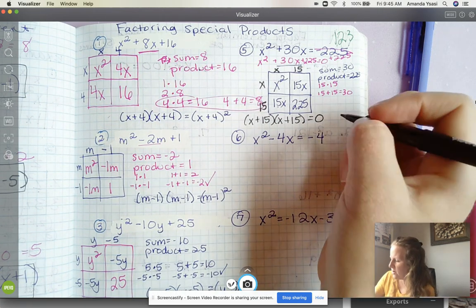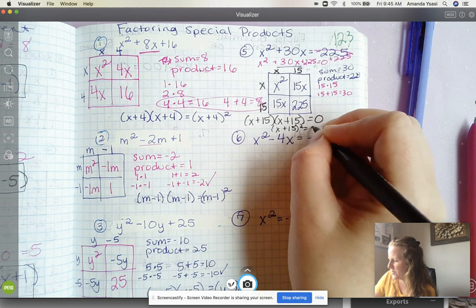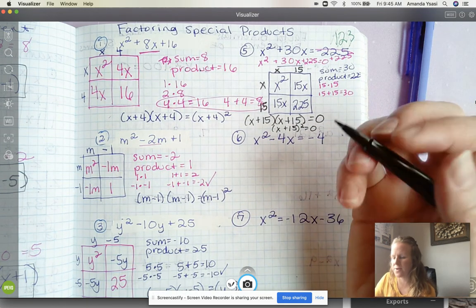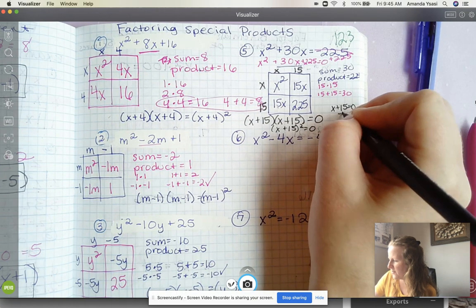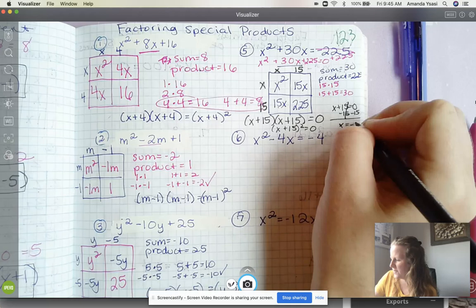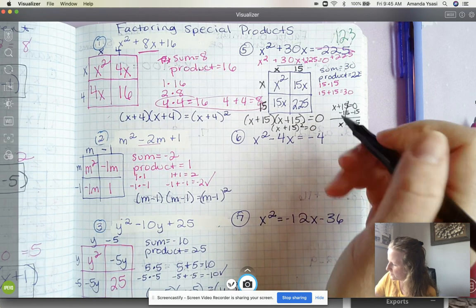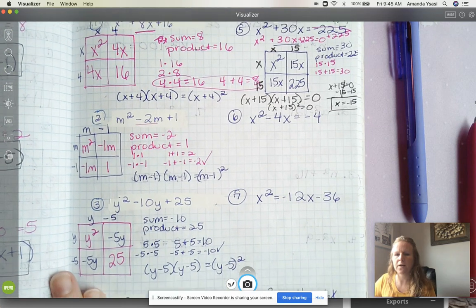So whenever I solve, I can also write this as x plus 15 squared equals 0, but I'm only going to get one solution. X plus 15 equals 0. Subtract 15 on both sides. X equals -15. Okay. All right, let's look at the next one.